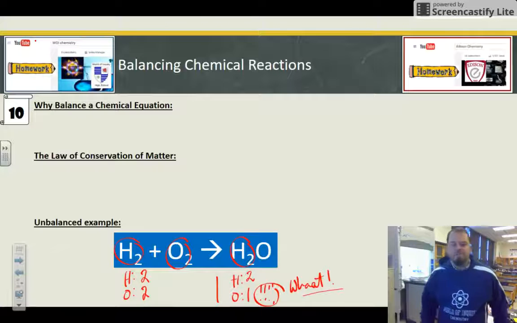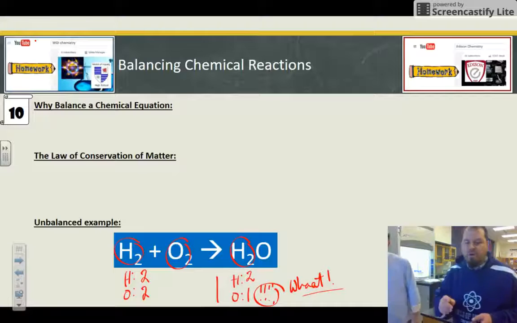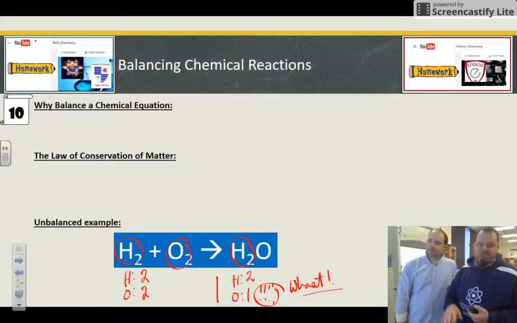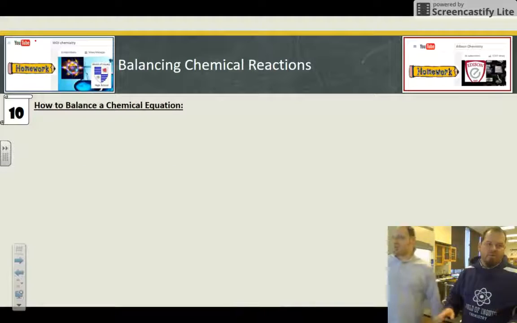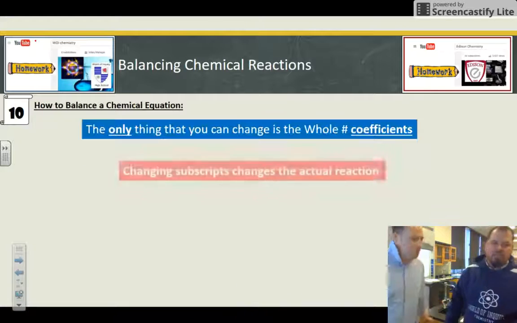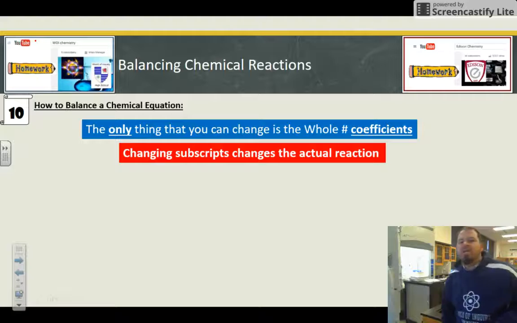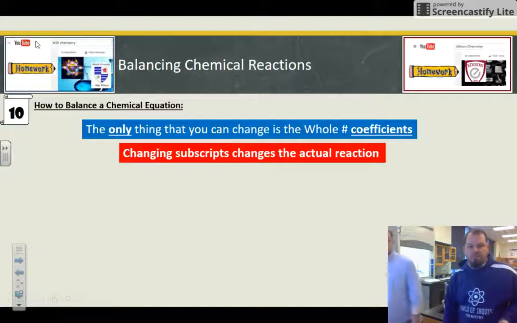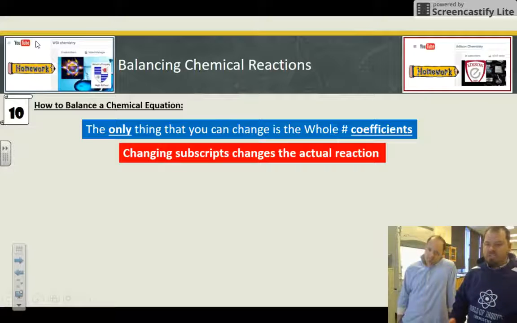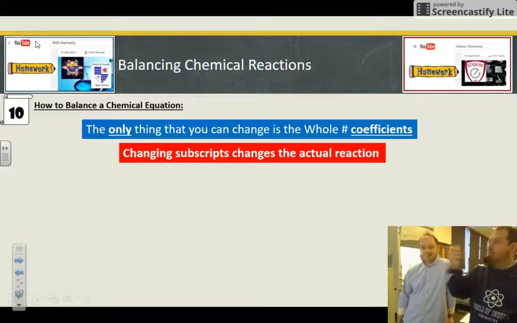Okay, so we need to teach you what we do to fix this with whole number coefficients. Notice we cannot add subscripts. If we add subscripts, we've changed the substance. I can't do H2O2 because that's not what we're supposed to make. The only thing we can add is whole number coefficients. If you change the subscripts, you've cheated, and then you've changed the equation, so that doesn't count. That's why I wrote it in red.